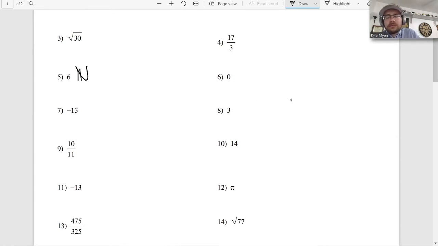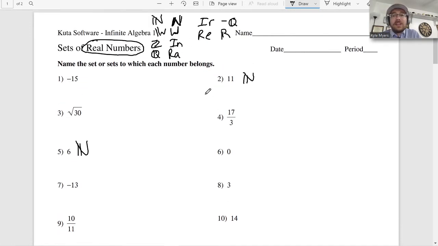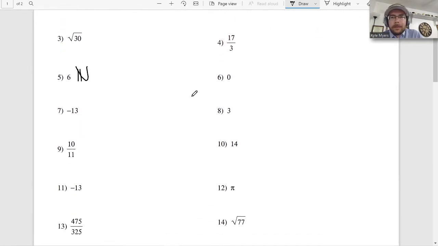6 is natural. Oh, did I just put the fancy letter? I did. I'm using the fancy letters. Okay, so I changed my mind. Maybe I like to be fancy, and I'm going to put the fancy letters. But N for natural. If you need that, the key is up there. 0 is actually not a natural number. It's just barely not a natural number. But 3 is, and 14. Pi, definitely not. 10 over 11, nope.